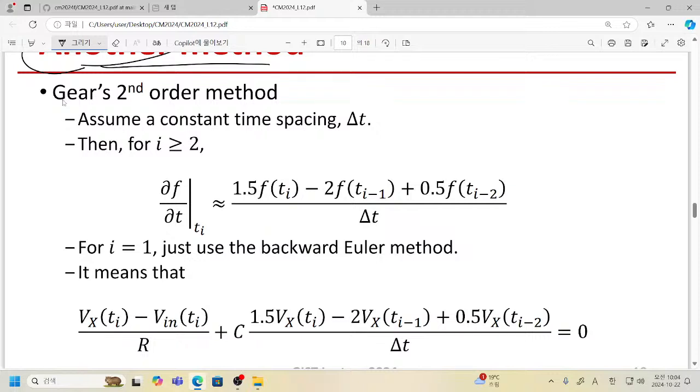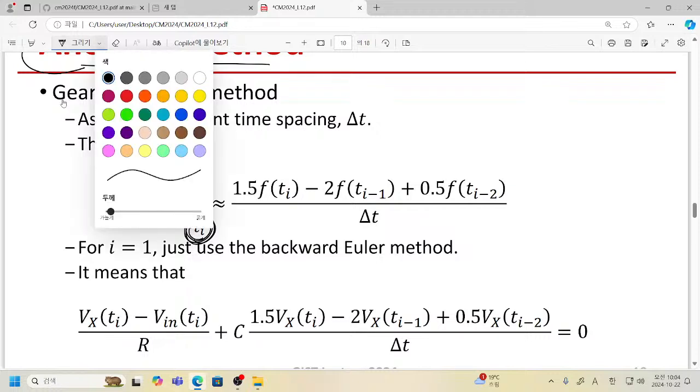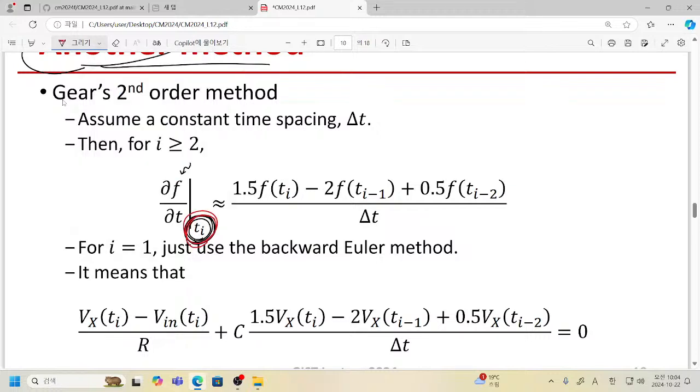In this case, if we consider, for example, the derivative at a certain time instance t sub i, then we take the values at t sub i minus 1. Previously we stopped there, but now in this Gear's second method, we took even the values at twice previous, the second nearest past points.